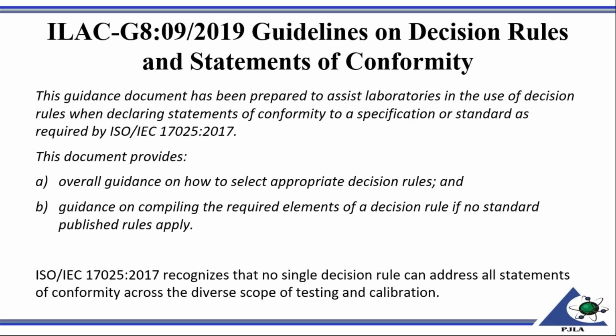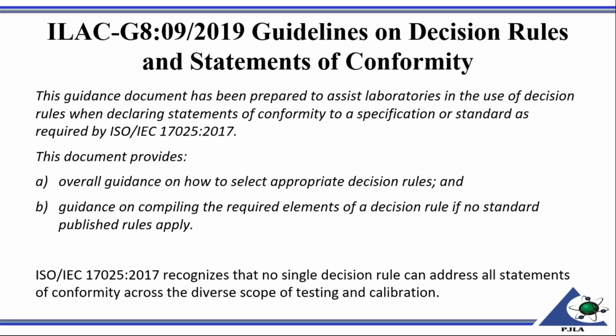ILAC-G8:09/2019 revision. It's the guidelines on decision rules and statements of conformity. This is where I think I got all those graphs from, essentially. And it goes into a lot more detail regarding this topic. So this is a very helpful resource. I heartily recommend this for anybody who is confused by this or wants to understand more in depth. And it's a good starting point too. You can find other documents that they're referencing as well from that.